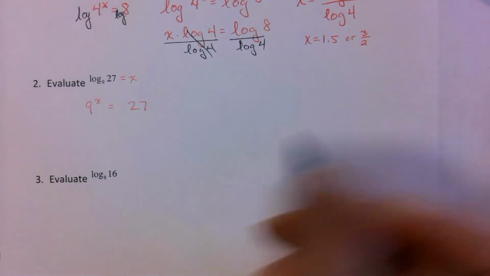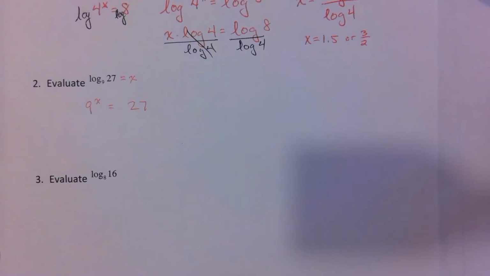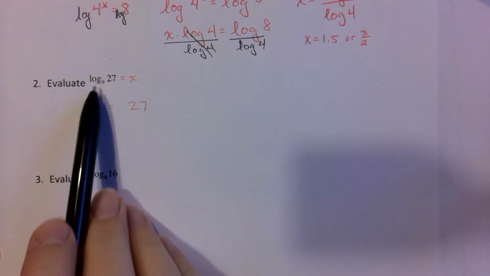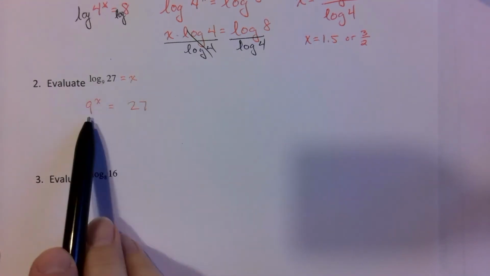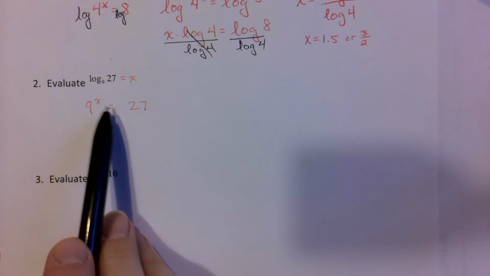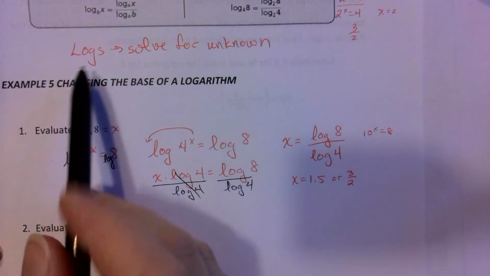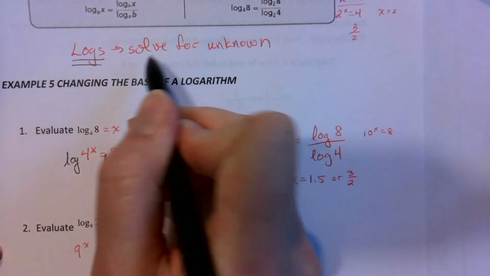Okay, so then I'm going to come in and say, hey, I have an unknown power. That's what I'm looking for. Logs are equal to exponents. Change it to exponential form: 9 to some power is 27. So I am coming back to that key idea. Why am I using a log? Because logs solve for unknown powers.